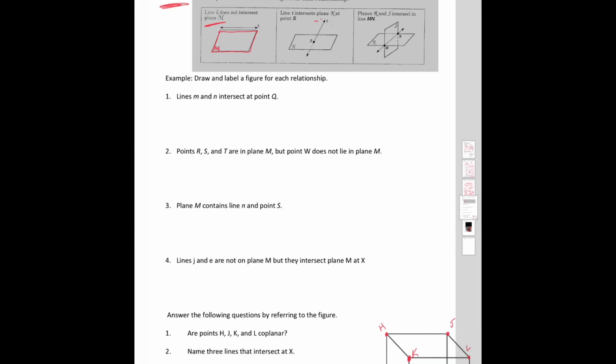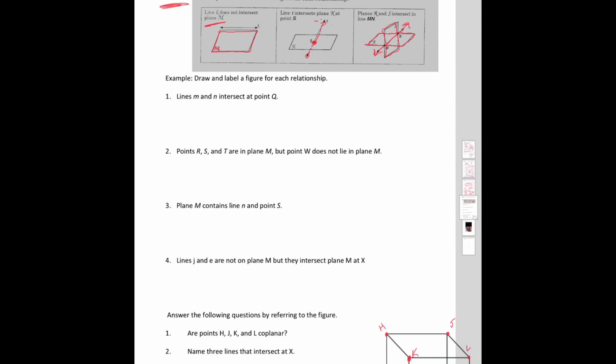Same thing goes for here. Line T intersects the plane at point S. So this line, I know it's tough to see, is going up and down through this horizontal plane. It goes through at some point S. And now for our last situation here, we have planes R and S intersecting at line MN. It's a little difficult to see, but here's our plane going up and down. Here is our plane going left to right, or horizontal. And then we have that line that cuts through, MN. You have to really use your imagination here to draw pictures, but once you start practicing these, the pictures start to come easier.